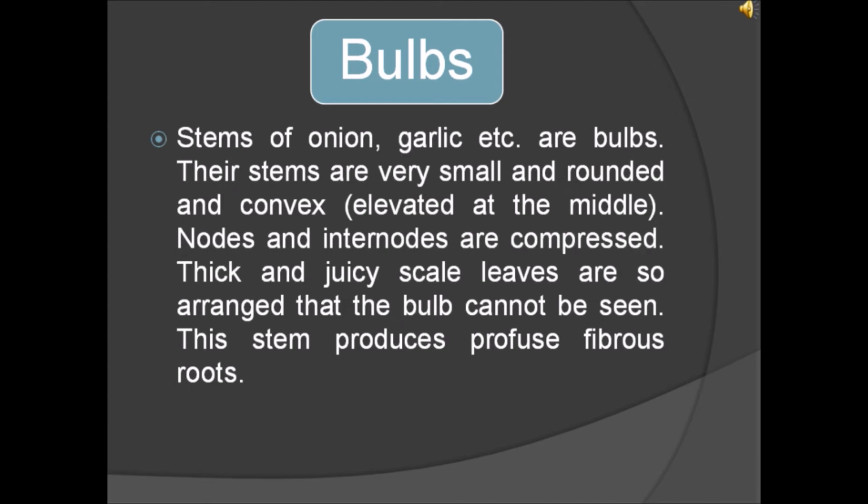Bulbs. Stems of onion, garlic, etc. are bulbs. Their stems are very small, rounded and convex, that means elevated at the middle. Nodes and internodes are compressed. Thick and juicy scale leaves are so arranged that the stem cannot be seen. This stem produces profuse fibrous roots.